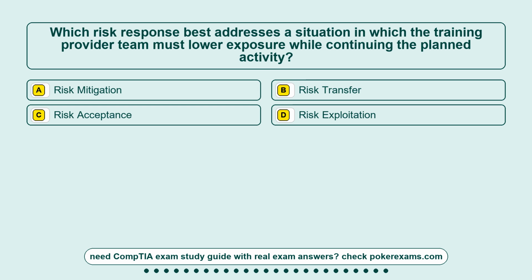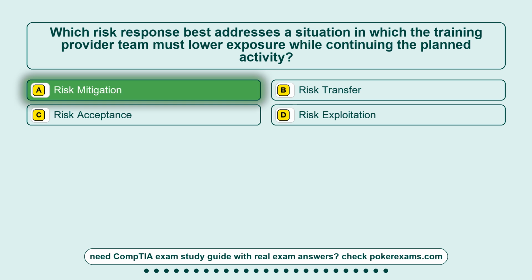Question 10. Which risk response best addresses a situation in which the training provider team must lower exposure while continuing the planned activity? Option A, risk mitigation. Option B, risk transfer. Option C, risk acceptance. Option D, risk exploitation. The correct answer is option A, risk mitigation.